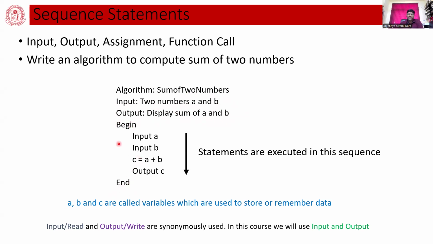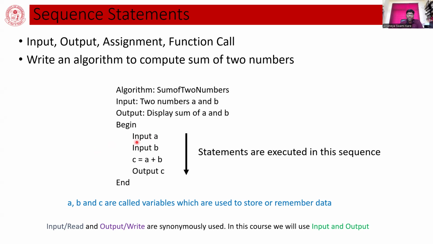Since we are saying that it adds two numbers A and B, obviously we have to read the value for A and the value for B. When the program is executed, it should read the value for A and the value for B and display A plus B. Suppose the user enters 10 for A and 20 for B, it should display 10 plus 20, which is 30, as the sum of the two numbers.